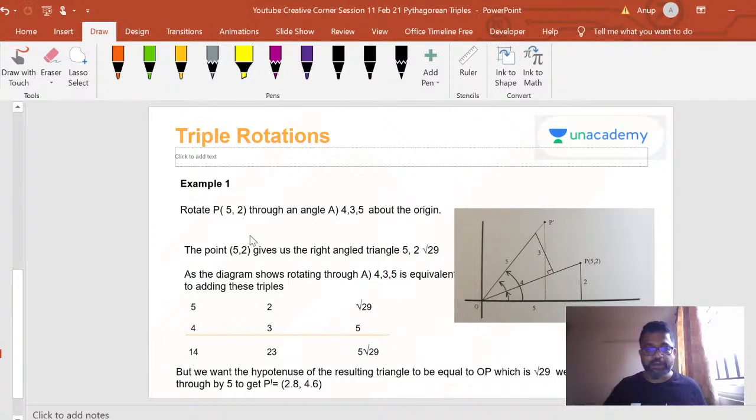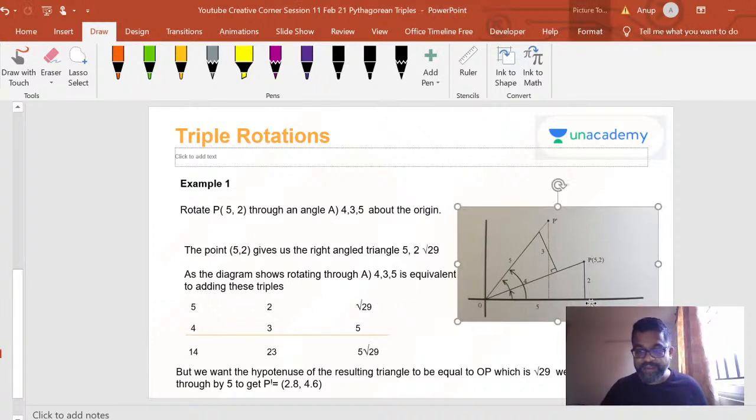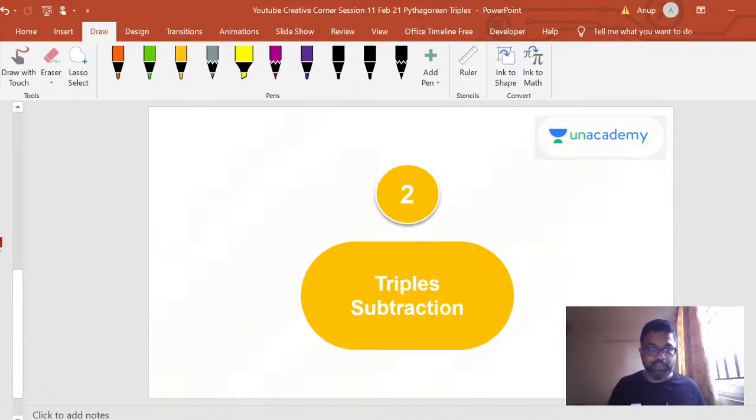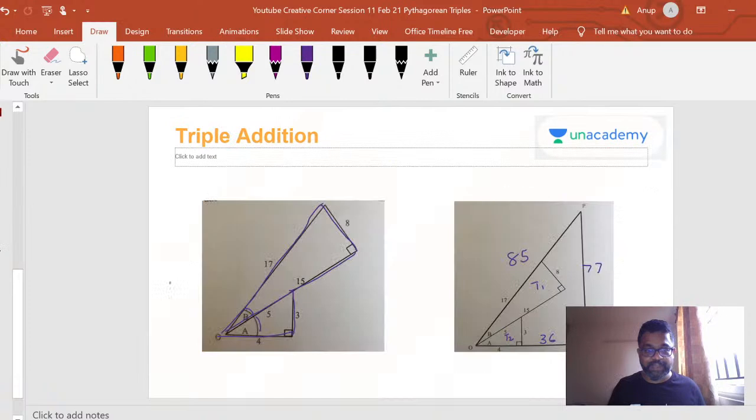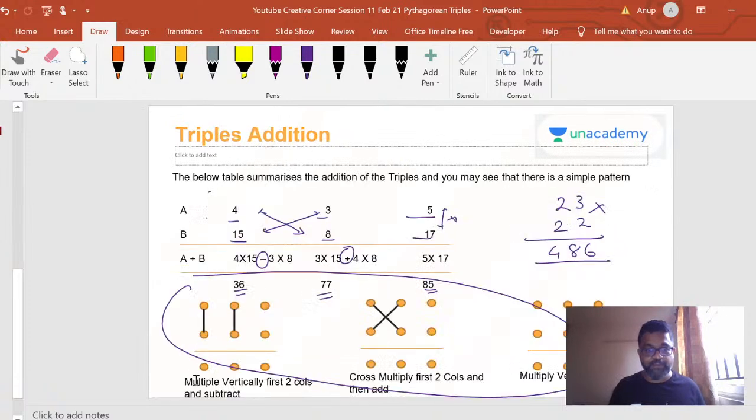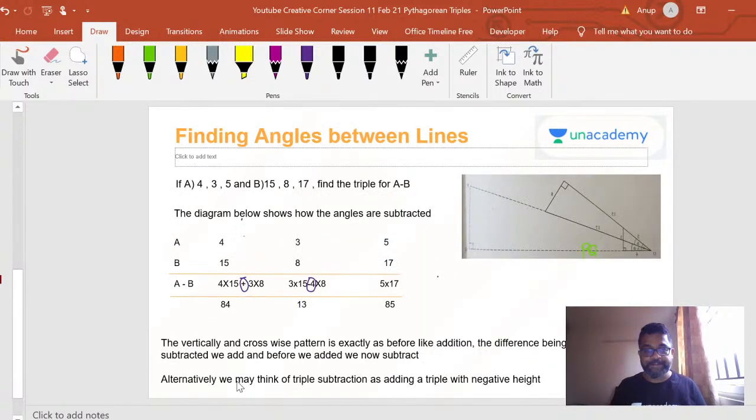So you've solved it here. 5, 2 and root 29. This is my first triple. My second triple is 4, 3 and 5. And I will do a triples addition. Remember that formula: vertically you multiply and subtract. Multiply vertically and subtract.